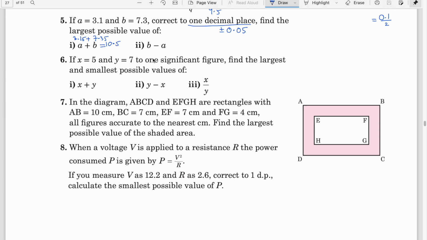B part, largest possible value of B minus A. What should I write for B? 7.35. And for A? A is 3.1. So what do we write, upper or lower bound? We have to get the largest value of B minus A.